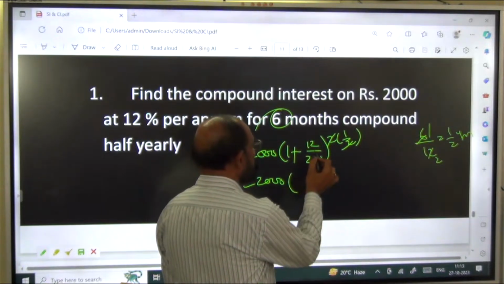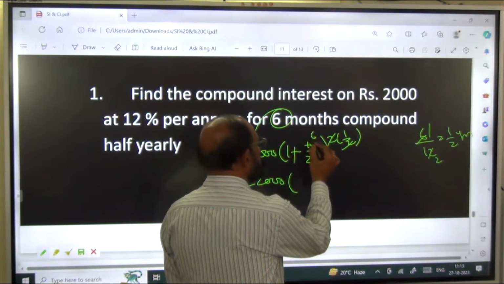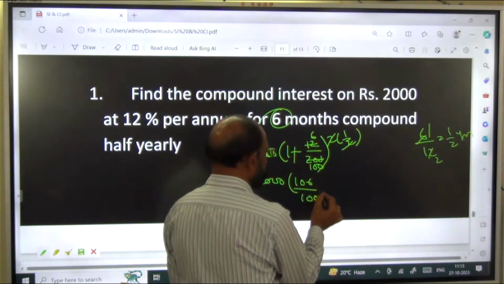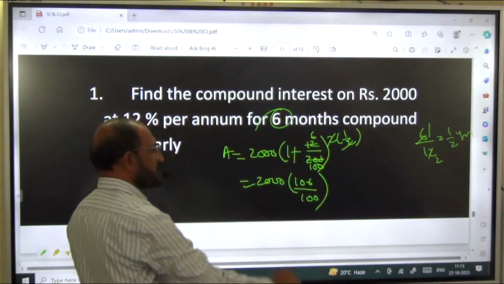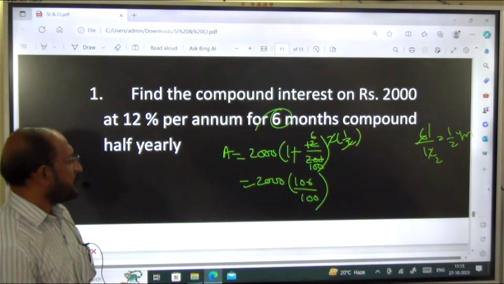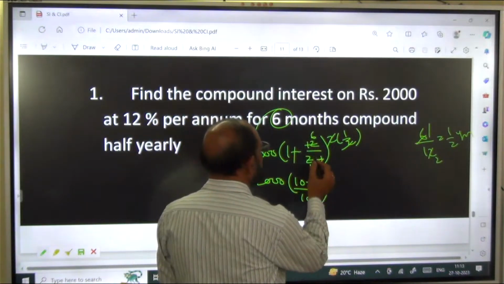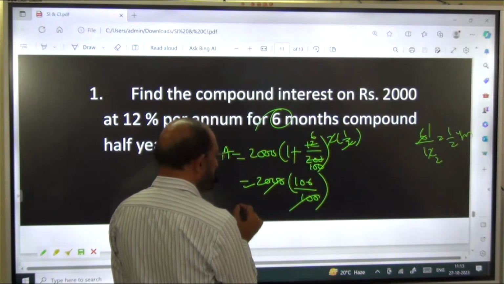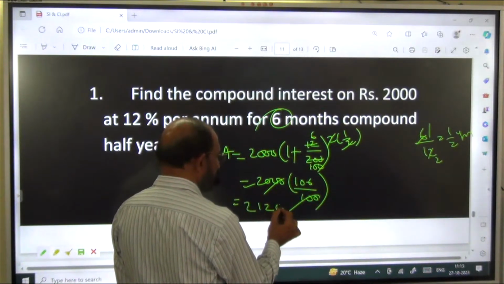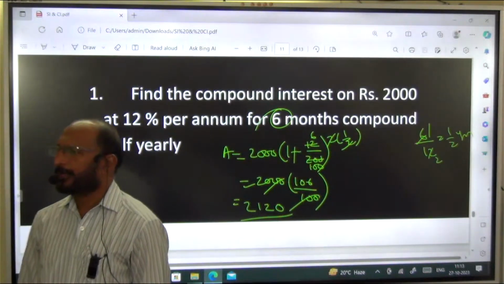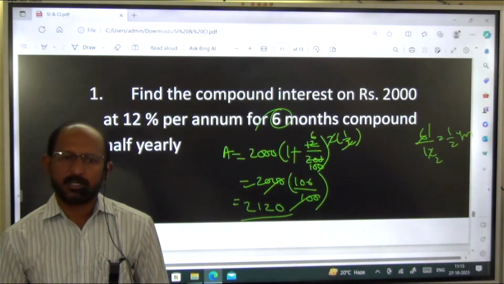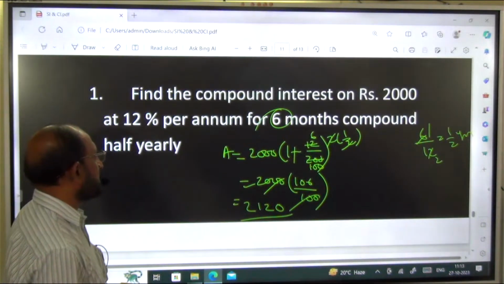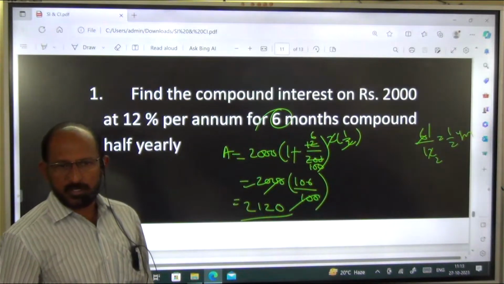So 2000 into, 2 6 just 12, 2 hundreds. Very simple. 106 by 100 you take. 100 plus 6, 106. 2 6 just 2 ones 0 0. Now zeros cancellation. 2 6 12, 2 ones 2. 2120. 2120 is the total amount after 6 months. 120 rupees as a compound interest.